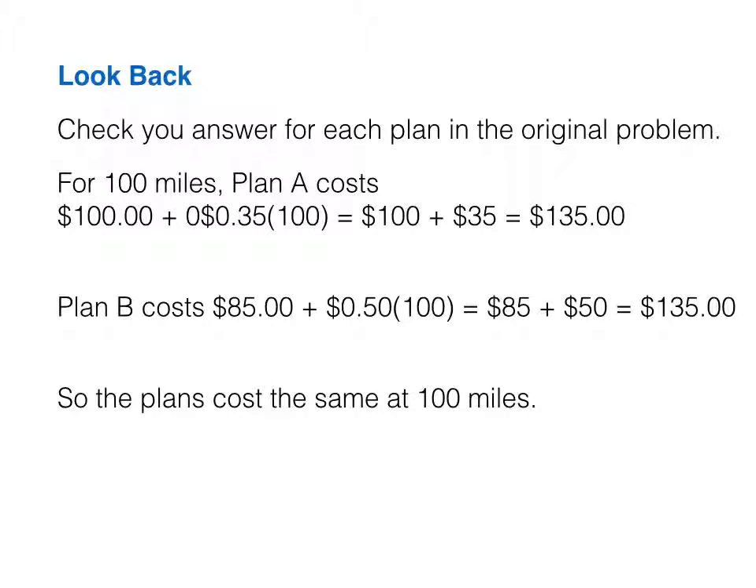Let's look back on this. Check your answer for each plan in the original problem. For 100 miles, Plan A costs 100 plus 35 cents times 100. Well, that's 100 plus 35, which is $135. Plan B costs $85 plus 50 cents per mile for 100 miles. That's $85 plus $50, which is $135. So the plans cost the same at 100 miles.